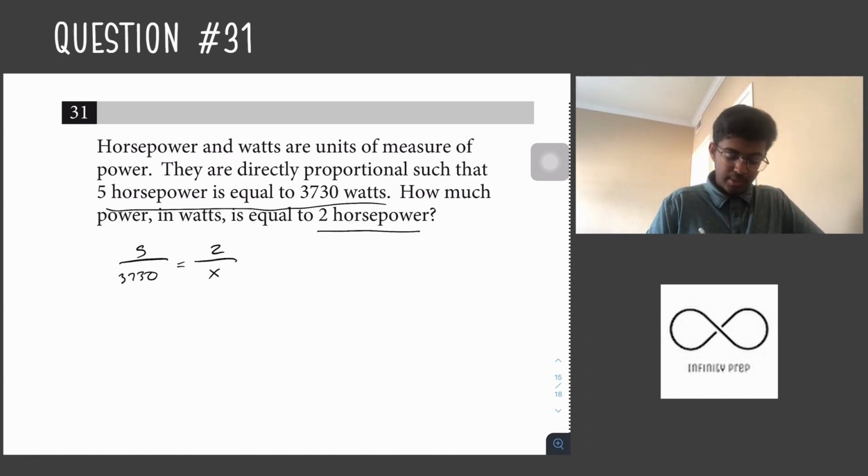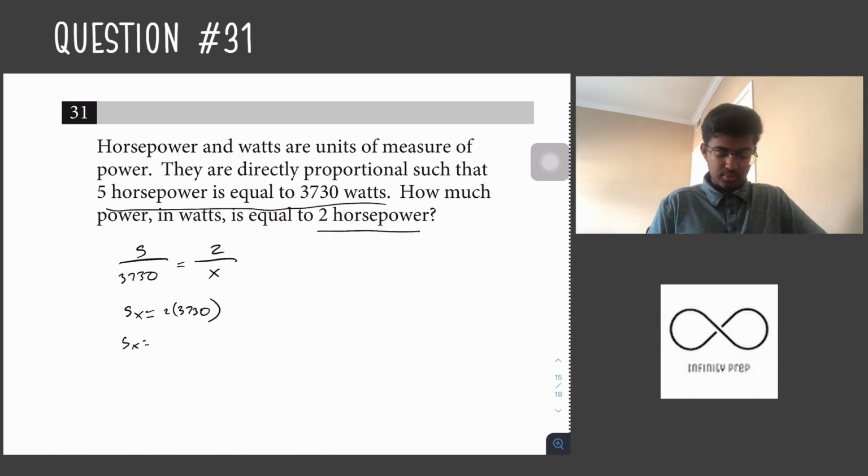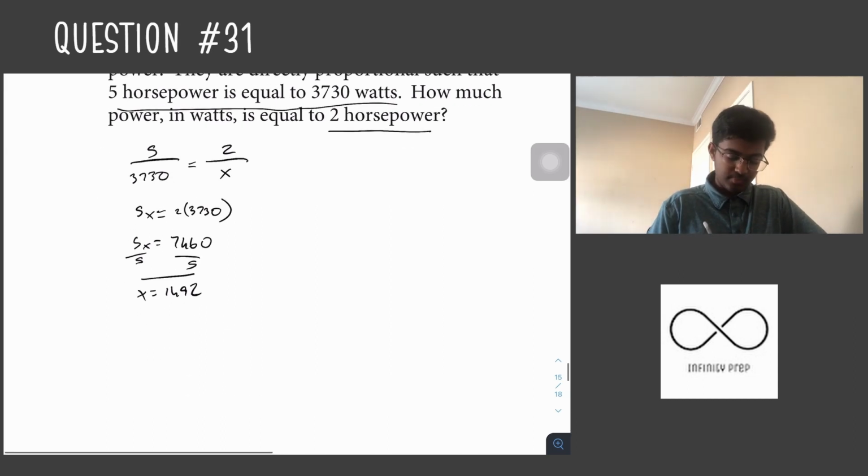So we cross multiply to get 5x is equal to 2 times 3,730. 5x is equal to, we plug in 2 times 3,730, we get 7,460. And we divide by 5 on both sides to get x is equal to 1,492. This is our final answer.